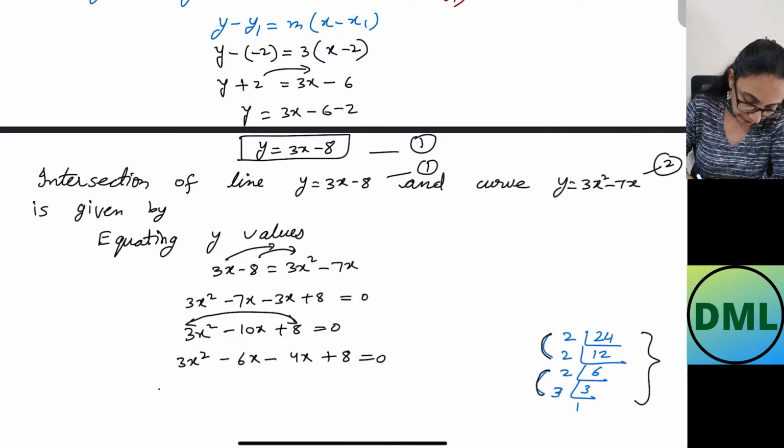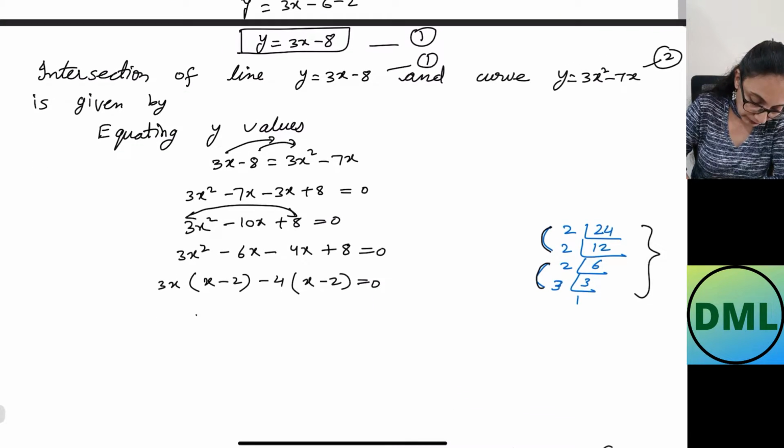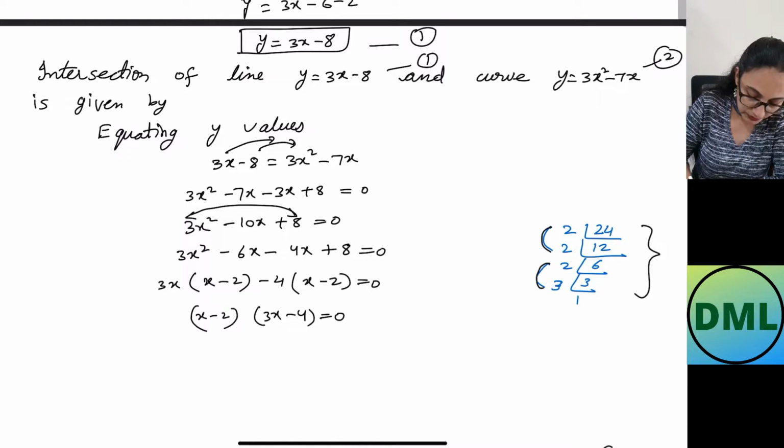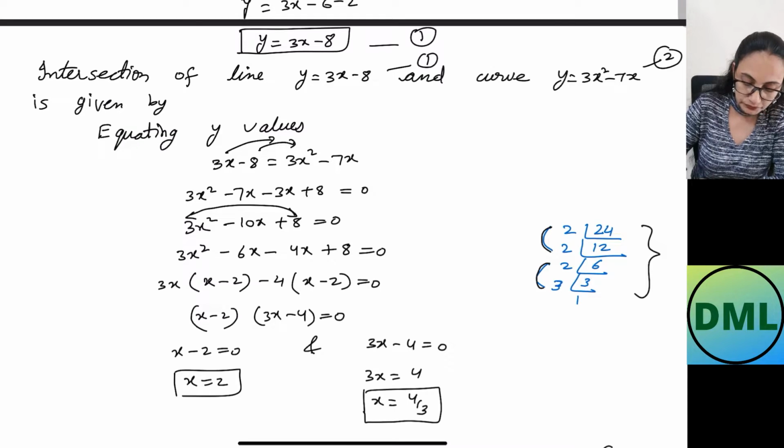Now take out the common factors from here. 3x will be common from here, so it will be x minus 2, and minus 4 is common here, so it will be x minus 2 here. So in both the parts x minus 2 is common and 3x minus 4 is equal to 0. So individually x minus 2 is equal to 0 and 3x minus 4 is equal to 0. So x is equal to 2 and 3x is equal to 4, so x is equal to 4 over 3. These are the two values for x.